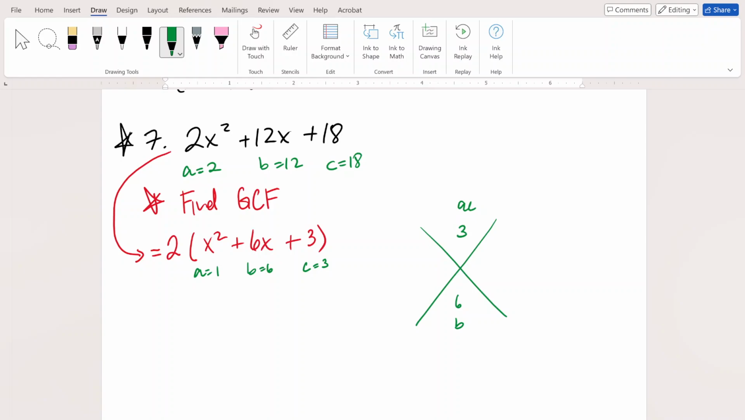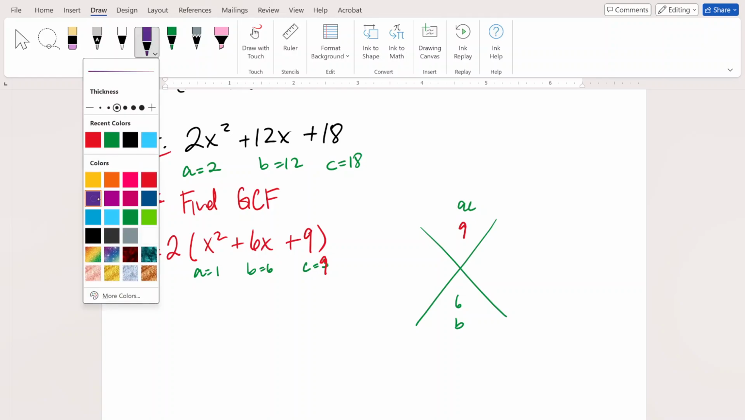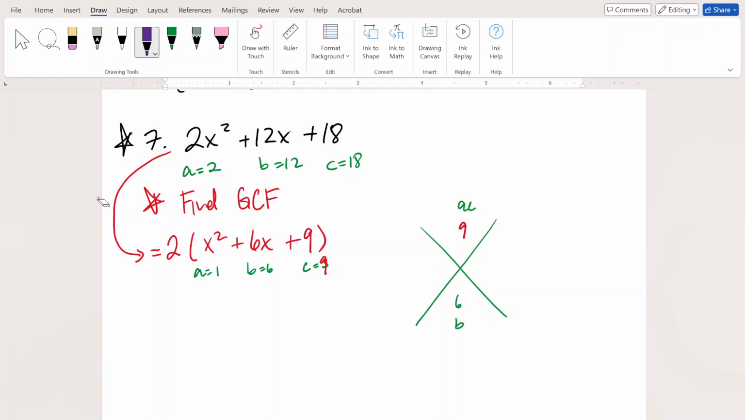Oh, why did I write that? This doesn't seem to work, because I can't think of any two numbers that multiply to 3 but add up to 6. Instead, I'm going to go back and hope that I made a mistake so that I could fix this, and I did, which is this part right here. When I took the GCF, it should be x squared plus 6x plus 9. So then it really should be 9 here for my c. So then there should be a times c is 9. There we go. Now with that being said, what two numbers multiply to 9 but add up to 6?